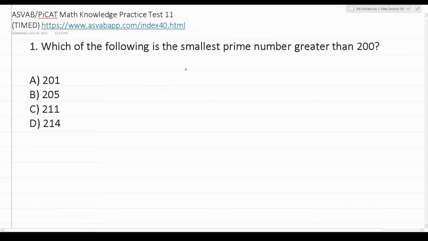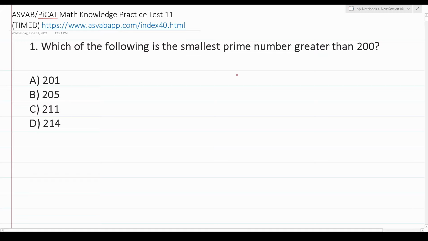Number 1 says, which of the following is the smallest prime number greater than 200? All right, so on my YouTube channel, I have a video that would help you answer this question almost instantly. And that video is called Prime Numbers and Divisibility Rules. In that video, I covered two general ideas. One, I define what a prime number is. And two, I show you how you can use divisibility rules to quickly determine if a number is prime or not.